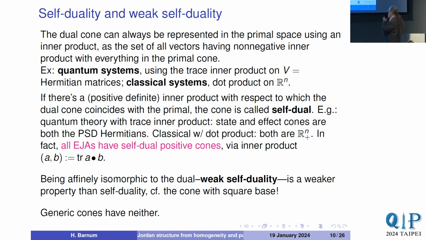It's not even equivalent to the state cone being affinely isomorphic to the dual cone, which we call weak self-duality. Because, for example, the cone with the square base, you set it up with a positive definite inner product. The natural inner product is going to have the dual cone rotated 45 degrees. Isomorphic, but you can't make it identical. And generically, you don't have either of these properties.